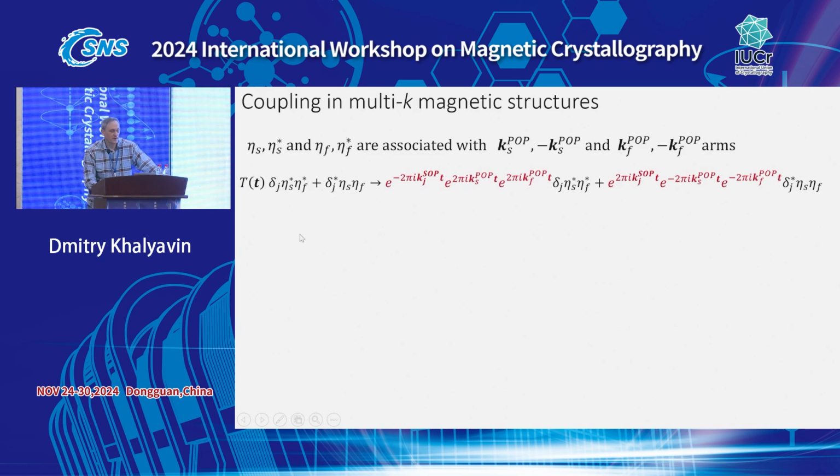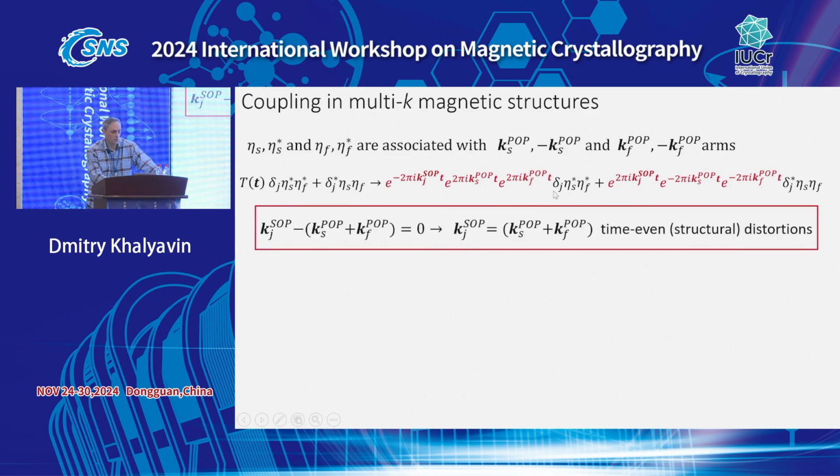So again, if we apply a translation, we are checking two symmetries: translational symmetry and time reversal symmetry. Then we will get these phase factors, and the requirement of invariance will tell us that we should expect secondary order parameter distortions which are combinations of our arms. In the simplest case, if we have a multi-K magnetic structure with K1 and K2, let's say that is our Ks and Kf, we should expect structural distortions with propagation vector Ks plus Kf, K1 plus K2.